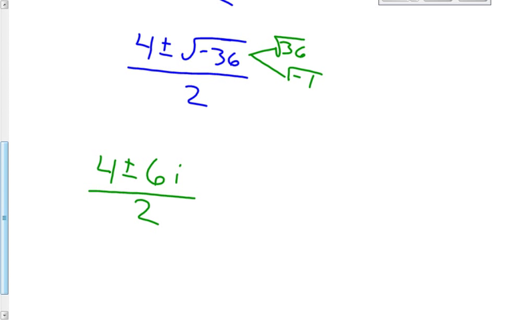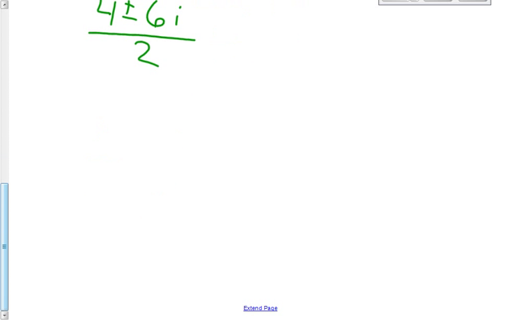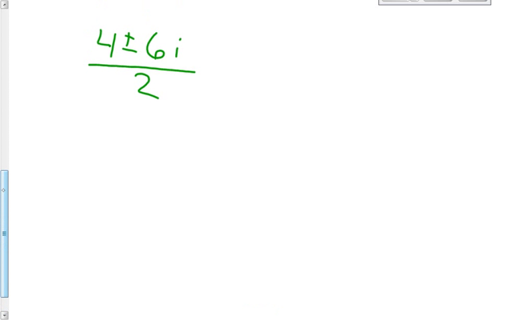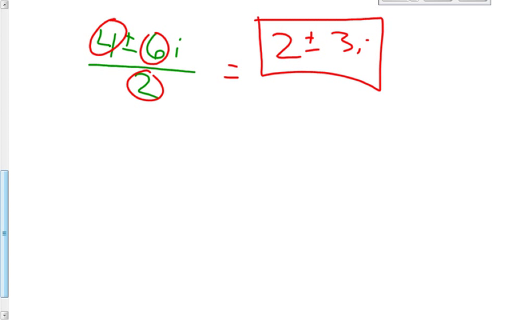Now remember, you need to reduce whenever possible. So because all of these coefficients are divisible by 2, this becomes 2 plus and minus 3i divided by 1, or just 2 plus and minus 3i.